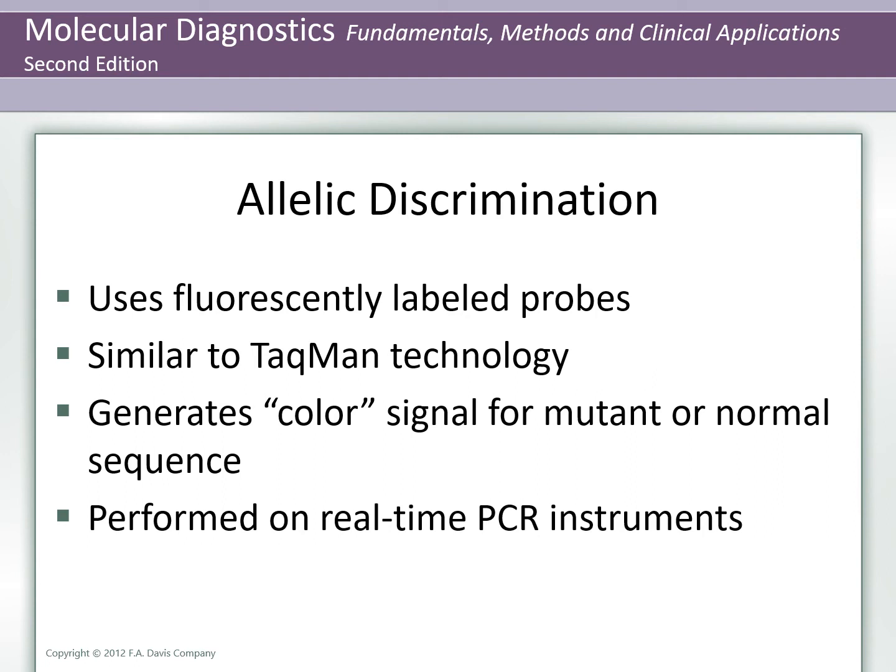Allelic discrimination is another format that uses fluorescently labeled probes. This method is similar to the TaqMan technology that has been discussed previously. In allelic discrimination, color is generated for mutant or normal sequences. Allelic discrimination can be performed on real-time PCR instruments, and an advantage of this assay is that multiple samples can be analyzed simultaneously, and it has been proposed as a practical high-throughput laboratory method.